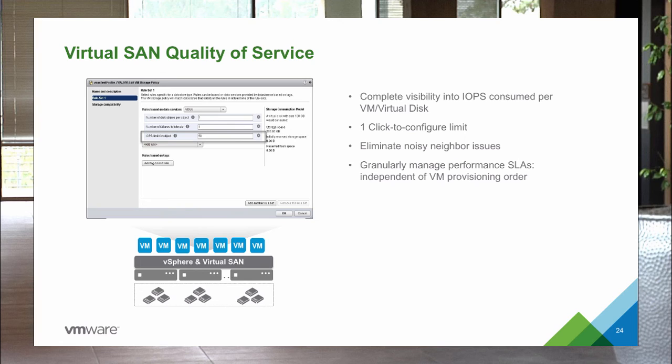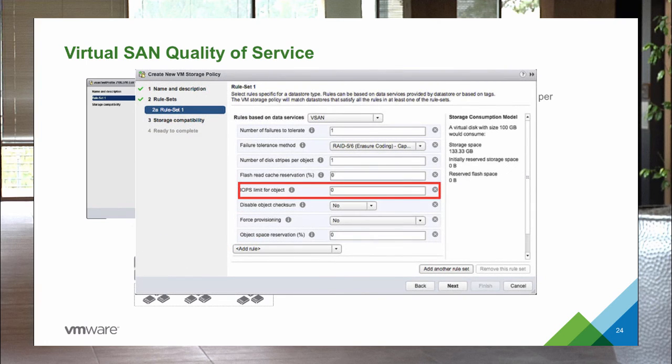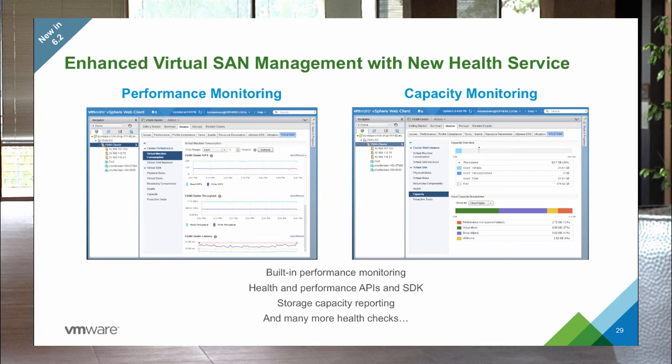So you've got kind of a one-click to configure limit, where you can set up the IOPS limit for specific objects that get attached to that storage policy. This is when we are talking about vSAN really being completely and perfectly suited for virtual infrastructure. This is just another shining example of that, at least for me.